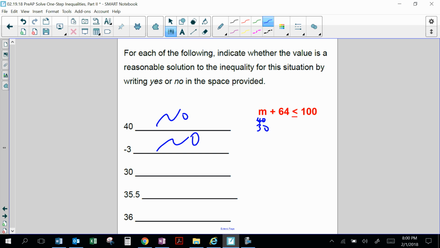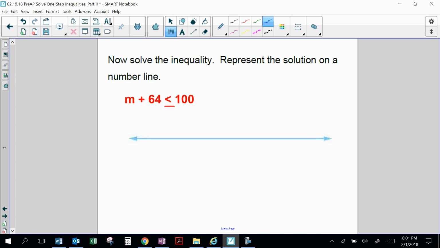Can she send 30? 30 plus 64 is 94. Yes, she can. That meets the condition of this. Can she send 35.5? No, you cannot send half of a message. It's either being sent or not. Can she send 36? 36 plus 64 is 100. That's equal to it. Yes, she can, because the most she can send is 100, but she's allowed to send 100. Now solve the inequality.